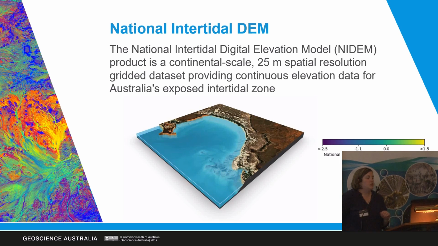This is just an image to show, and you can see that the vertical resolution is quite exaggerated, but what this shows you is a quantitative picture of what the intertidal DEM actually looks like, the elevation of the intertidal zone. This provides us with that gap in knowledge. We know what the elevation of the land is, and we know what the elevation of the ocean is. This fills that gap and provides us the elevation of that intertidal zone.